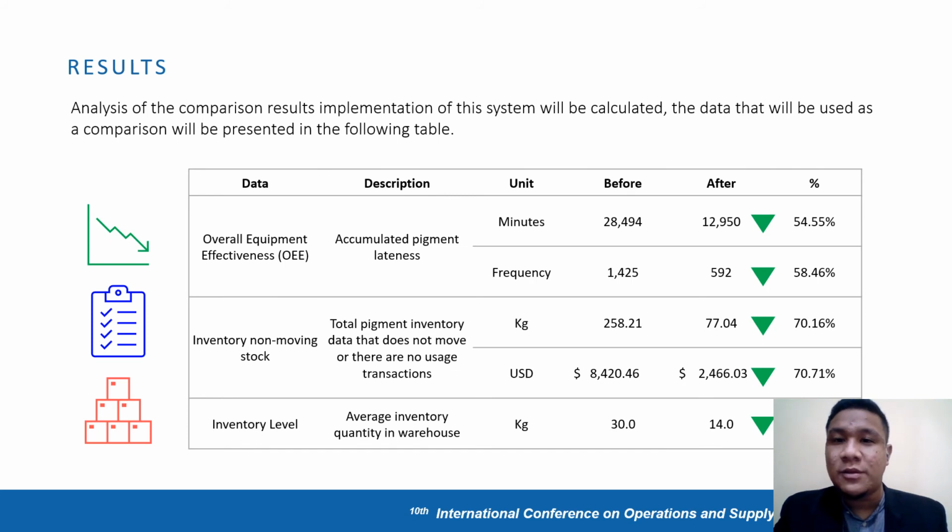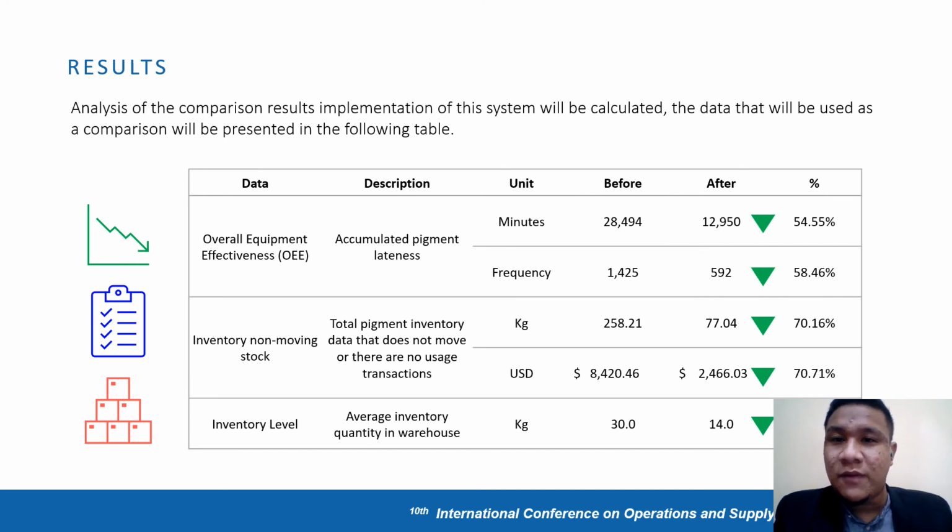On the next result slide, the data needs to be analyzed, namely by means of non-moving stock pigment, which is the data that contains historical stock pigment for which there are no transactions each year. From this data, compared with the last data before this research was conducted, we can see in the OEE, or overall equipment effectiveness data, that after the implementation of the system, it decreased 54.55% in frequency to 592 times with a total of 12,950 minutes, or a reduction of 58.49% from the previous condition.